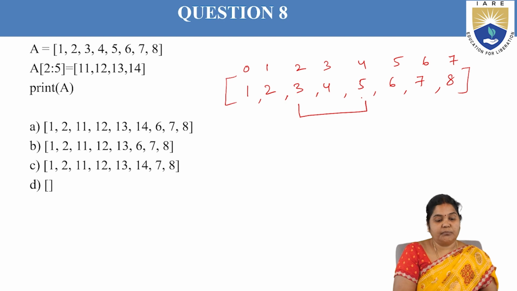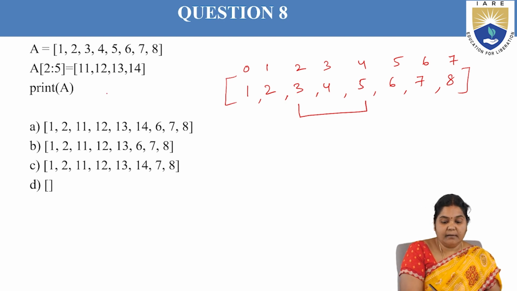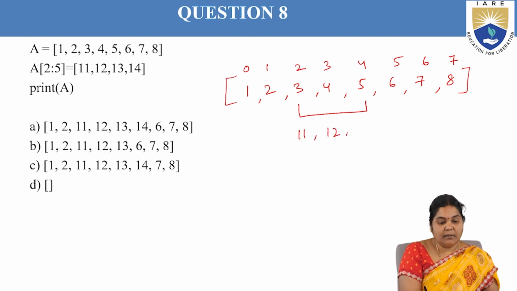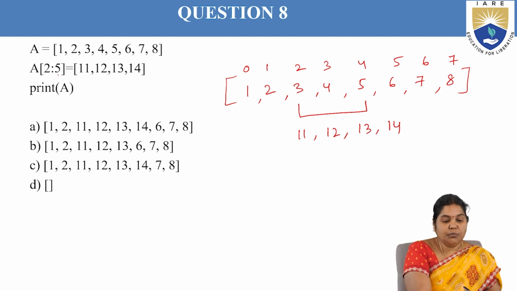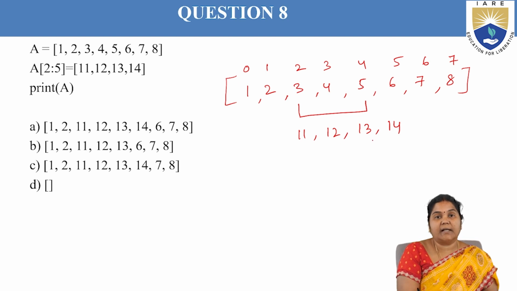Okay. 2, 3, 4 is replaced by 11, 12, 13 and 14. Okay. 2 to 5 you have replaced with 11, 12, 13 and 14. Then what will be the output? The output will be an expanded list because with these 3 places 4 values are replaced. So the output will be 1, 2. Then 3, 4, 5 it will be replaced by 11, 12, 13 and 14.